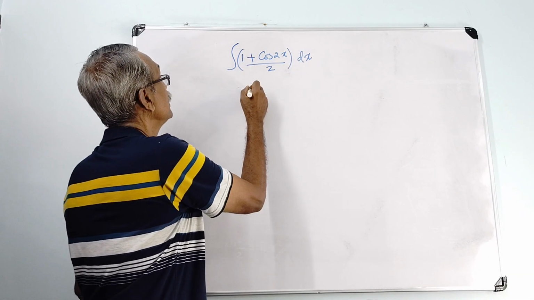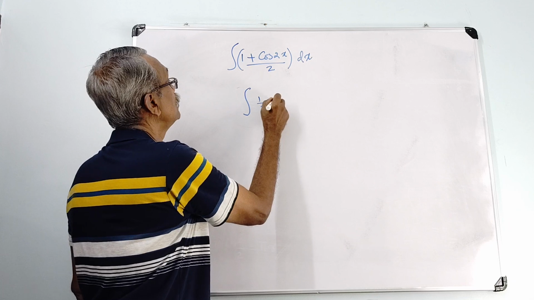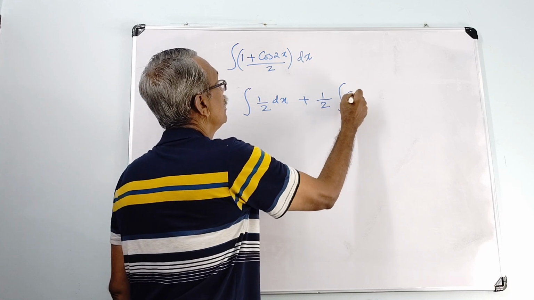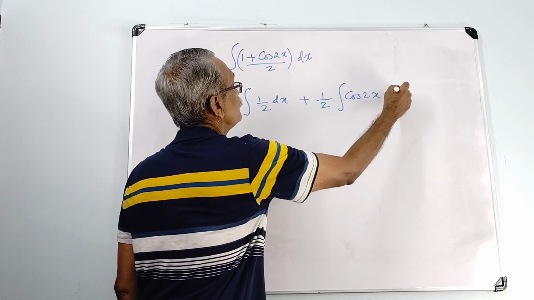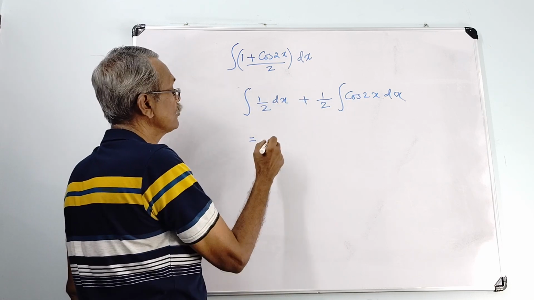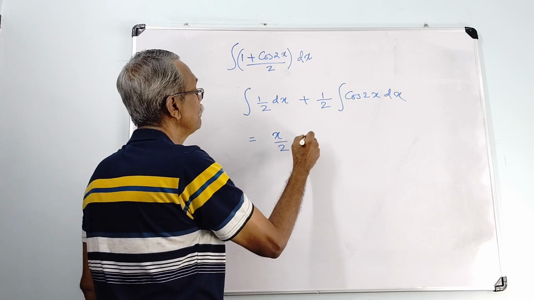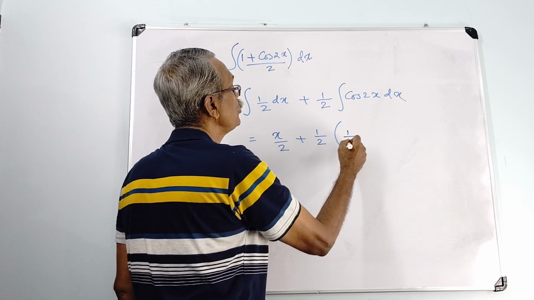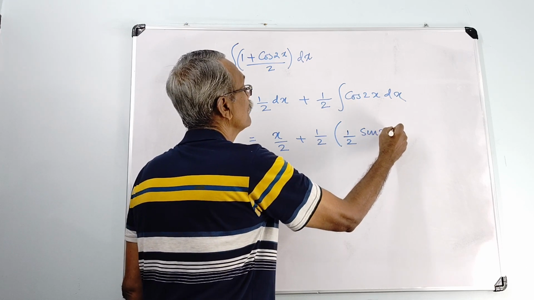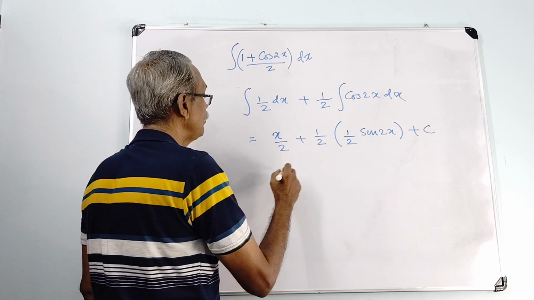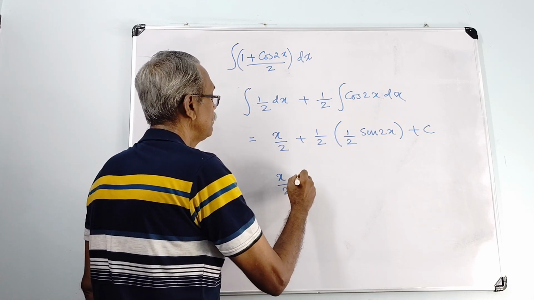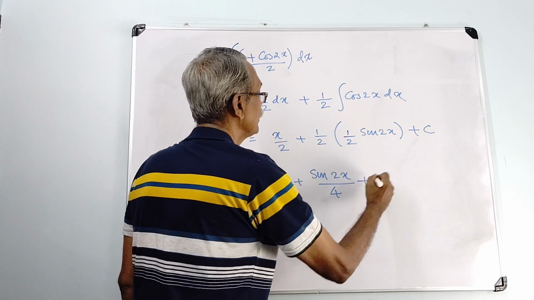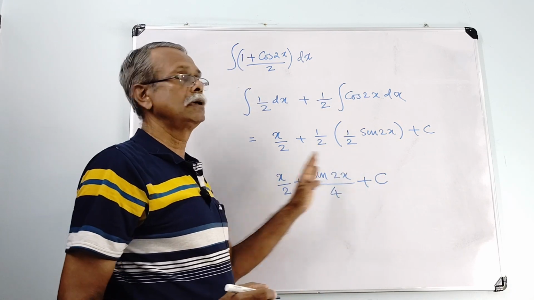This can be written as integral 1 by 2 dx plus 1 by 2 integral cos 2x dx. That is equal to 1 by 2 dx. When integrated, you will get x by 2 plus 1 by 2 multiplied by cos 2x. When integrated, we will get 1 by 2 sin 2x plus c. Therefore, this will be x by 2 plus sin 2x divided by 4 plus c. This will be the integral.